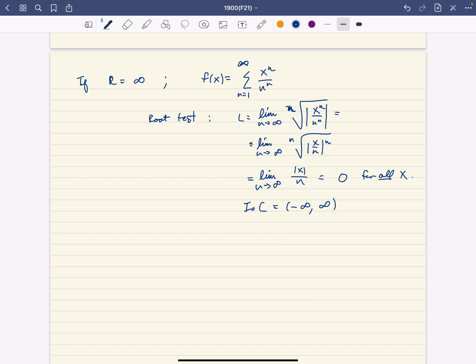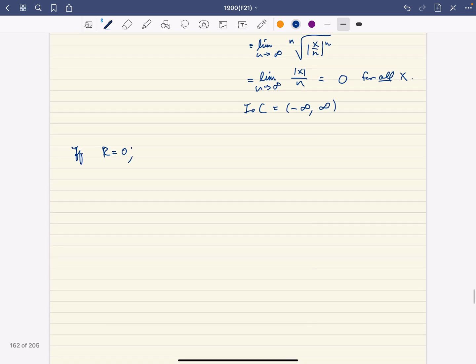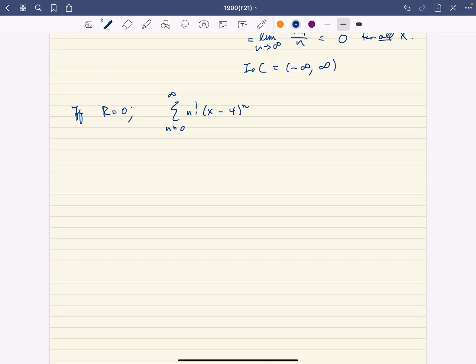Okay, so that's possible. It's also possible that r is 0. For example, that would happen when you have something like, let's do this carefully here, n factorial times x minus 4 to the n. Since we have a factorial, we better use the ratio test and not the root test. I'll let you do the details here, but, well, I don't know why I'm not doing the details. Let's just do it together.